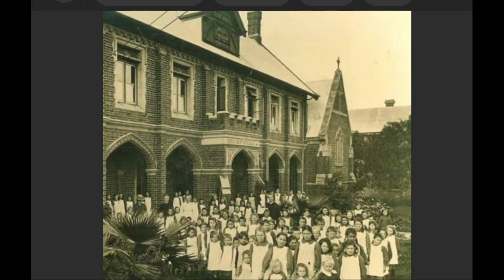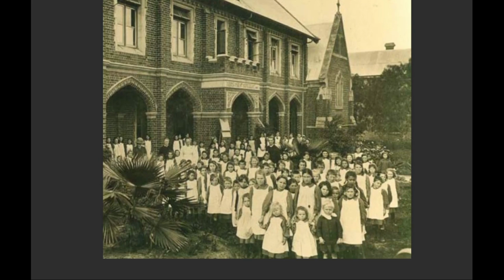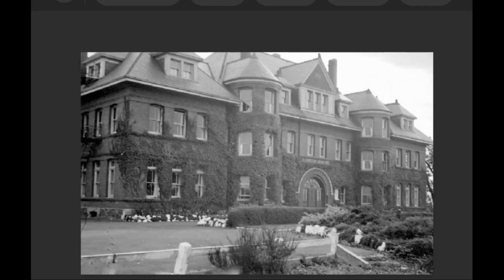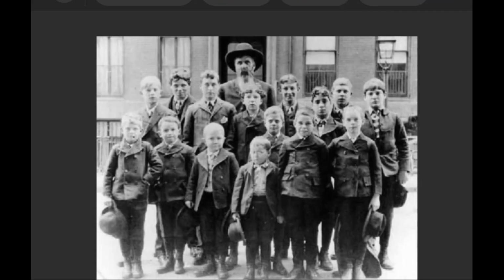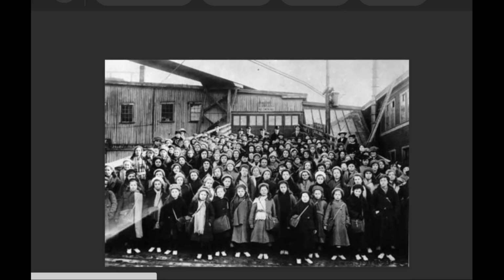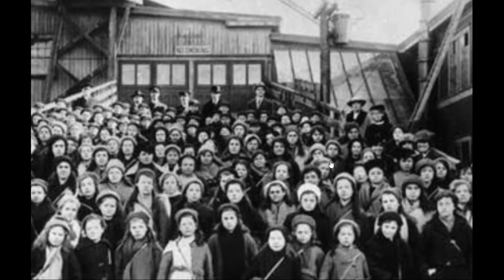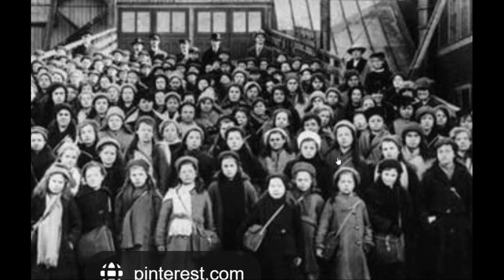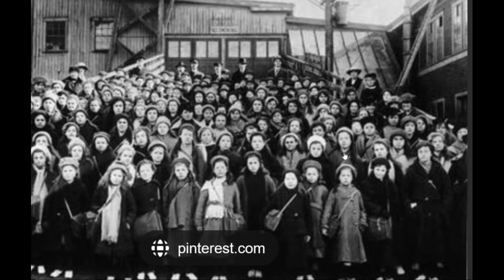This one is in Australia. There was a time when orphanages, children all over, that there were these orphanages. Where were the parents of all of these children? Look at this one. Where were the parents of all of these children? Because I'm going to get into the asylums next.